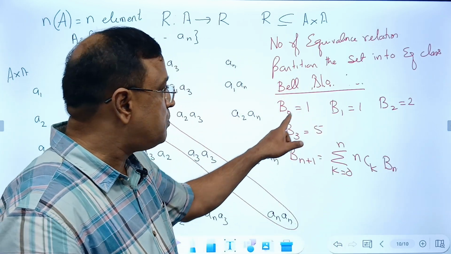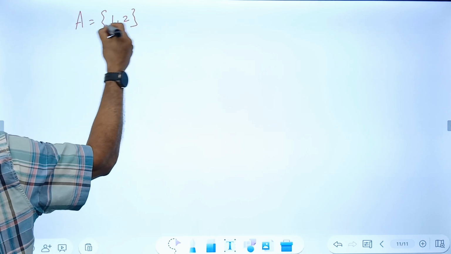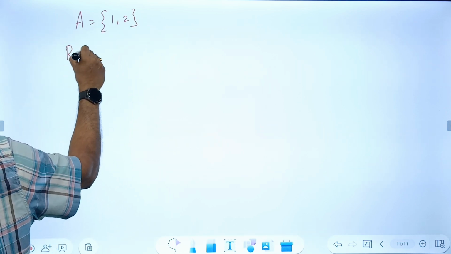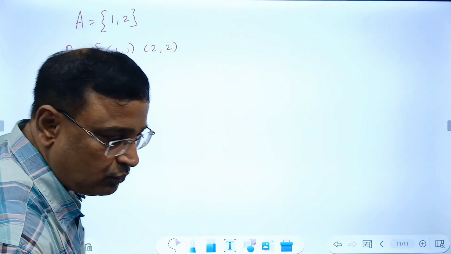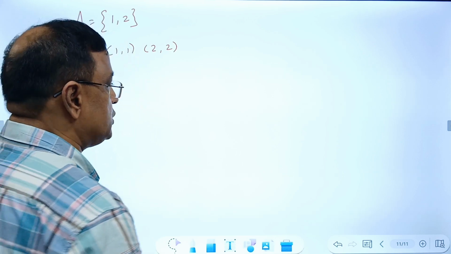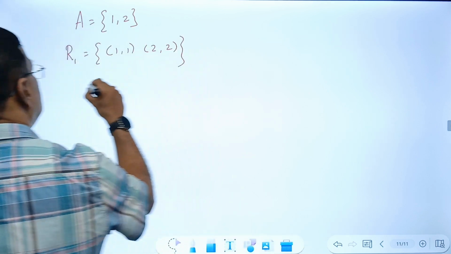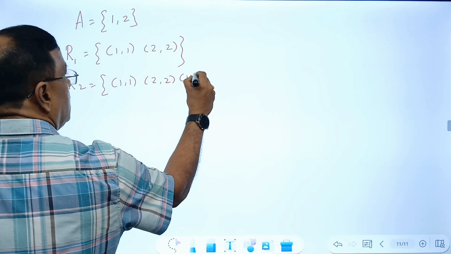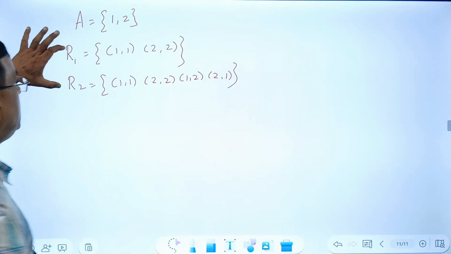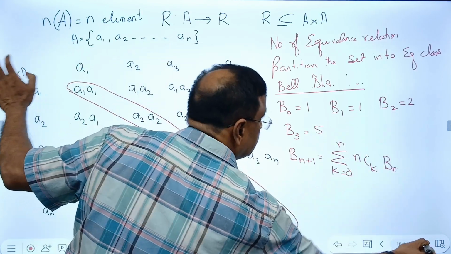I'll give you a small quick representation of this. Suppose my set A has 2 elements. Let us see how many equivalence relations there are. The first relation is (1,1), (2,2), which is an equivalence relation. What's the next one? It can be (1,1), (2,2), (1,2), (2,1). See how many equivalence relations there are? Only 2. That is what we got here. B2 is 2.